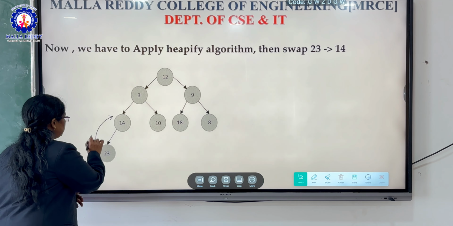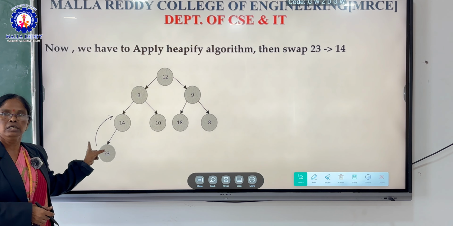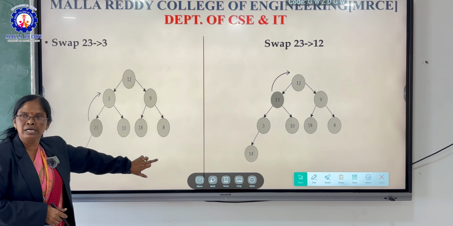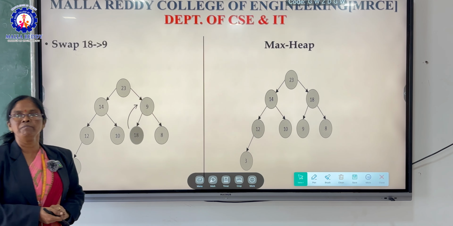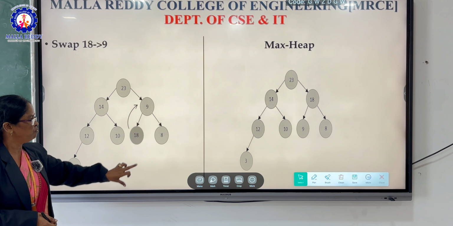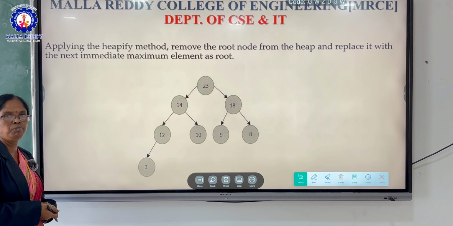For example, here we have 23 and 14. 23 is greater than 14, so we swap the elements. The process is repeated until the maximum element becomes the root node. Like this we construct the maximum heap. Later we are going to sort it using the heapify method.